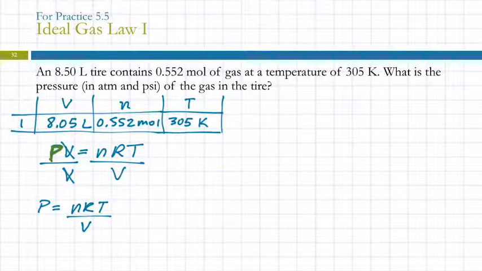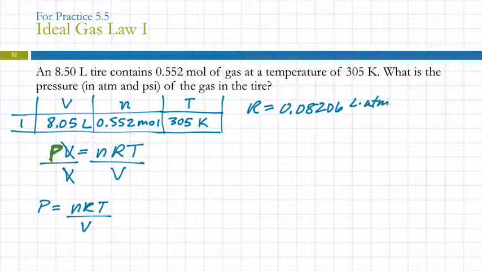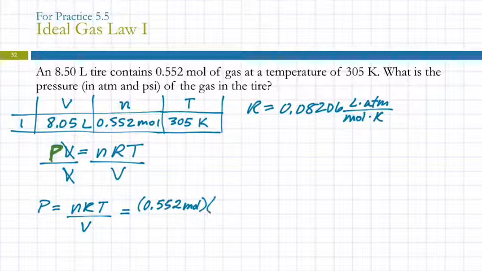We should memorize R because it's going to come up a lot. R is equal to 0.08206 liters times atmospheres divided by moles times Kelvin. These units tell me what the units on all my other things have to be. So I'm going to start plugging in numbers, and always, always, always include the units. So n is 0.552 moles. R, 0.08206 liter atmospheres per mole Kelvin.